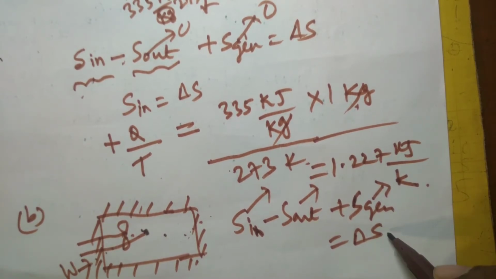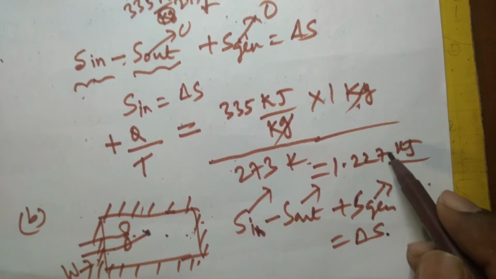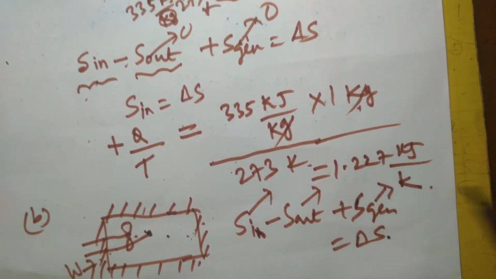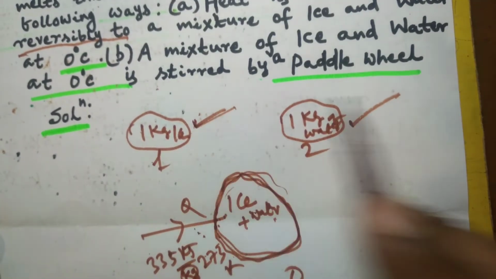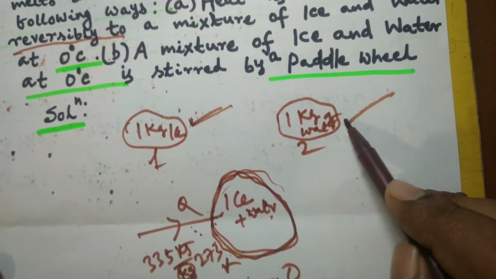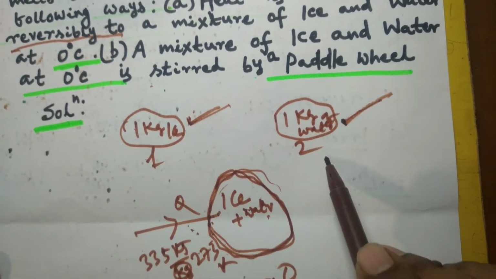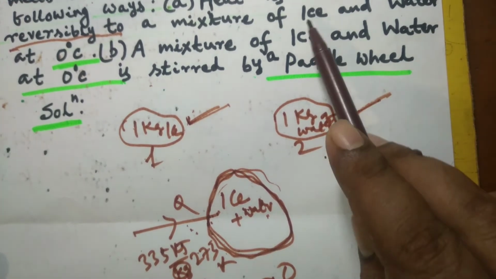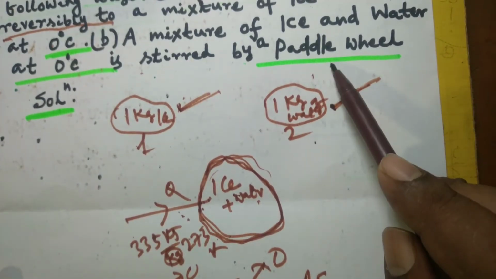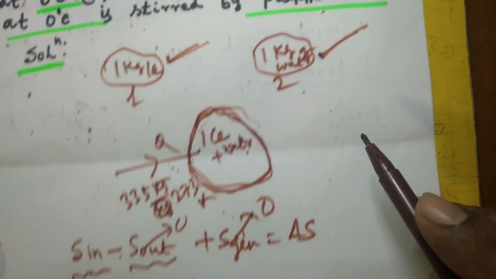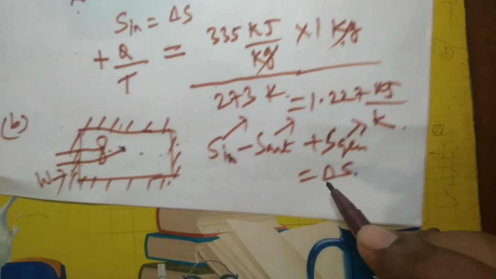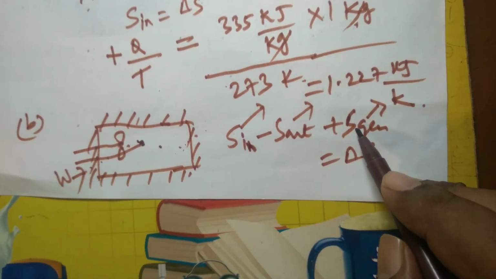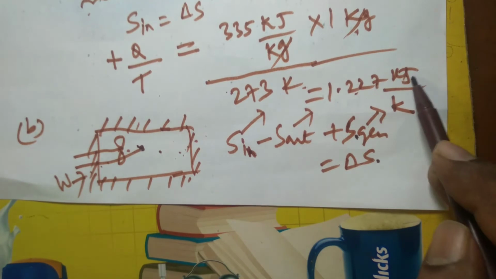in the entropy. But the numerical value of change in entropy will remain same, because in both the cases 1 kg of ice is converted into 1 kg of water. So this is state 1, this is state 2. So delta S will be same in both these cases. But here in the second case, no entropy transfer takes place, but some entropy is generated because the process is an irreversible one, and that entropy generation is equal to 1.227 kilojoule per Kelvin.